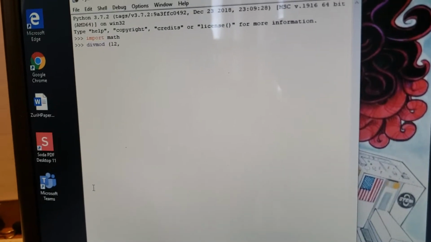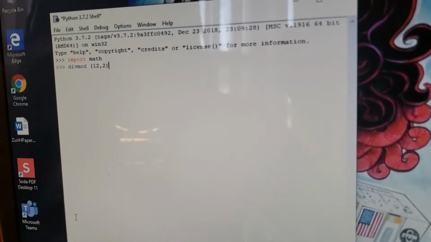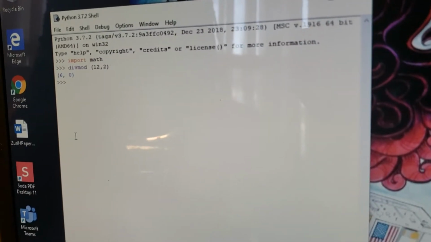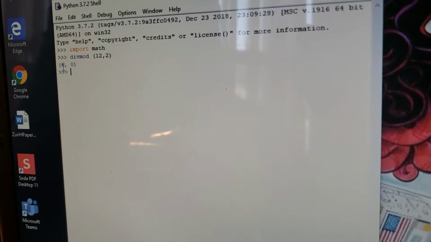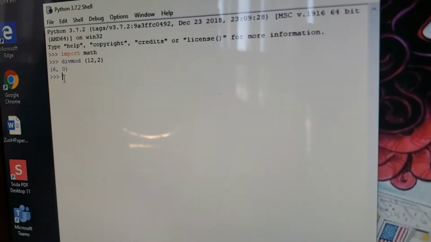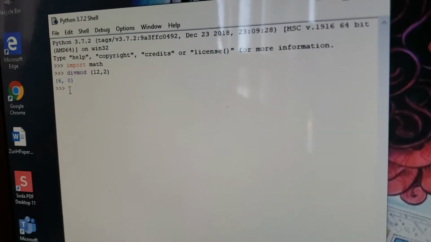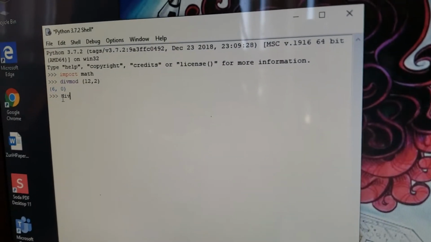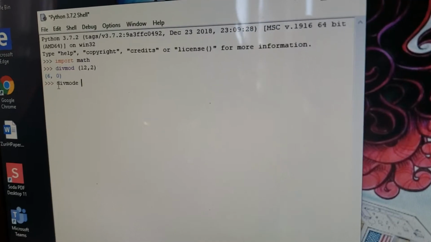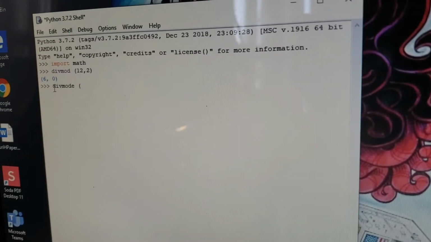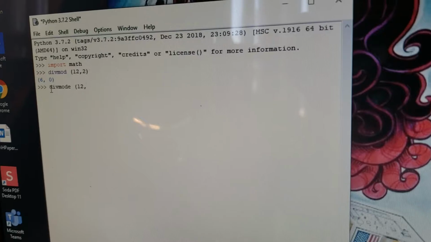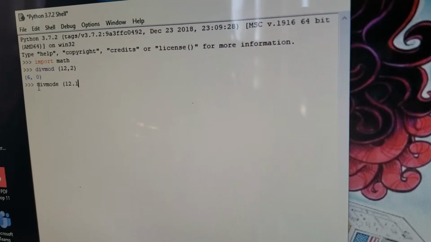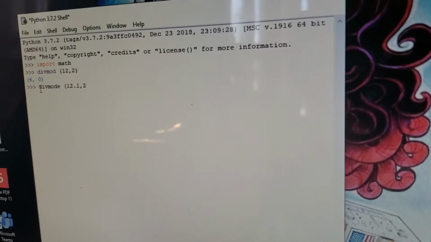Remember, we were doing divmod between 12 and 2, and we got 6 and 0. Remember, 6 is the quotient integer and 0 is whatever the remainder was. Well, that's only when you're using integers. So what happens when, for instance, we use a float, meaning that it has a decimal with it, and then we use an integer?